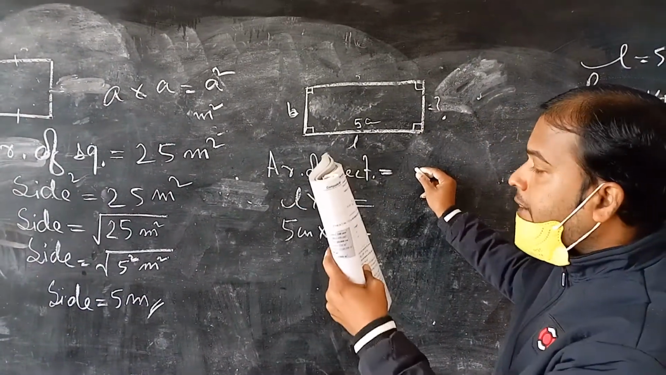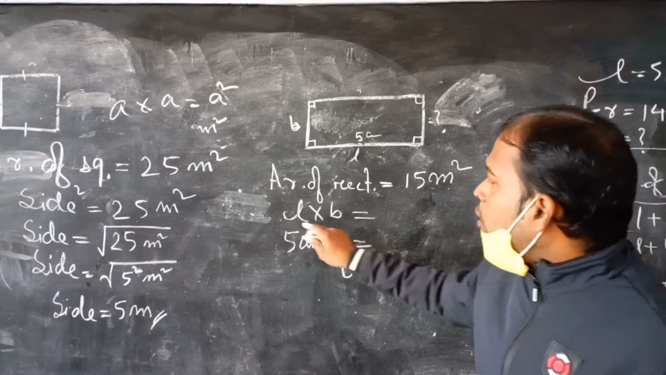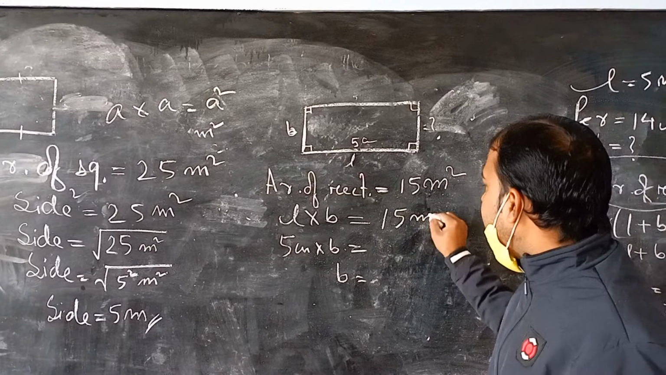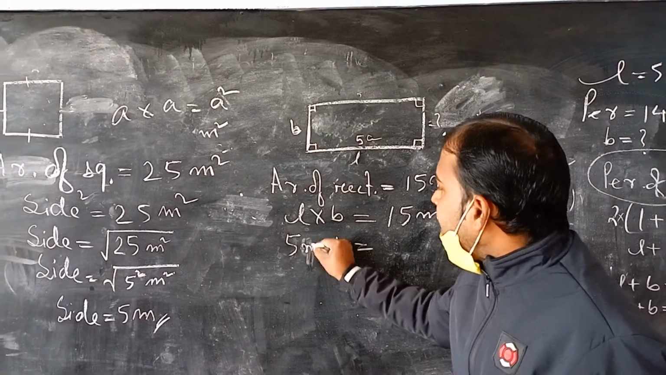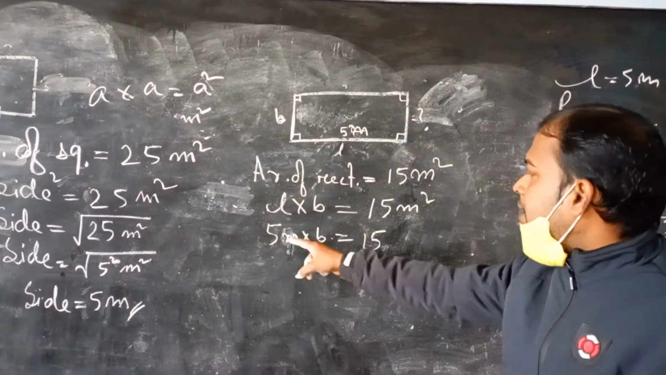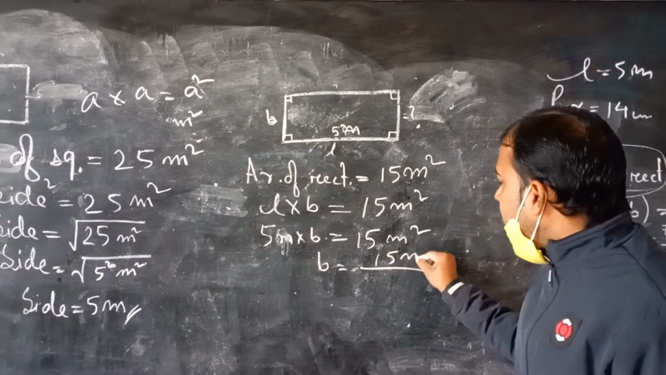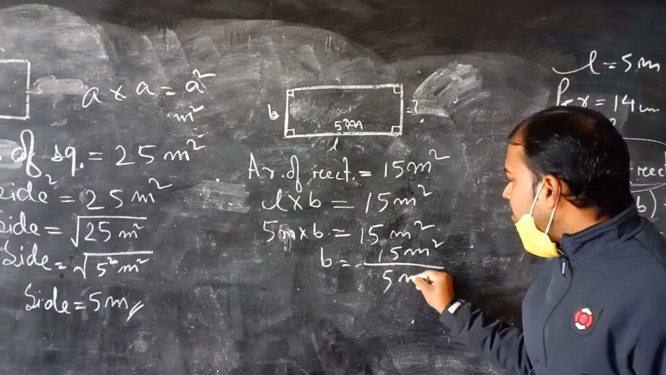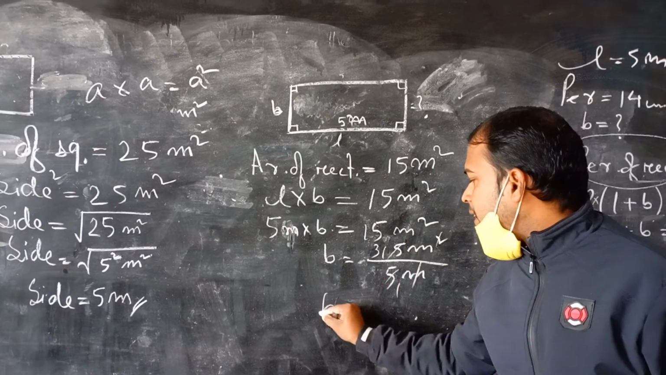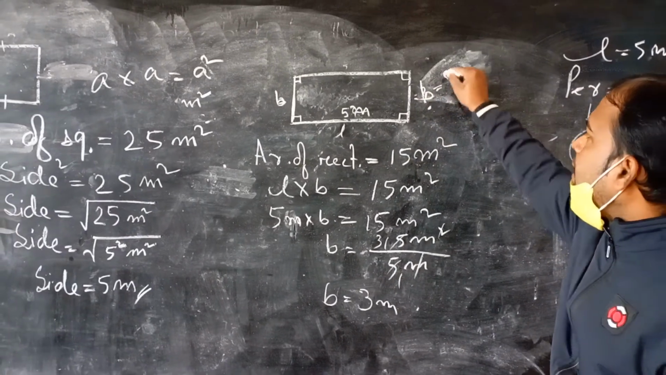Area of rectangle is given 15 meter square. We know area of rectangle is equal length into breadth. Length into breadth is equal 15 meter square. In place of length there is 5 meter, just I am putting 5 meter. Then breadth is equal 15 meter square divided by 5 meter. This meter and square will cut. 5 threes are 15. Now we are getting breadth is equal 3 meter.